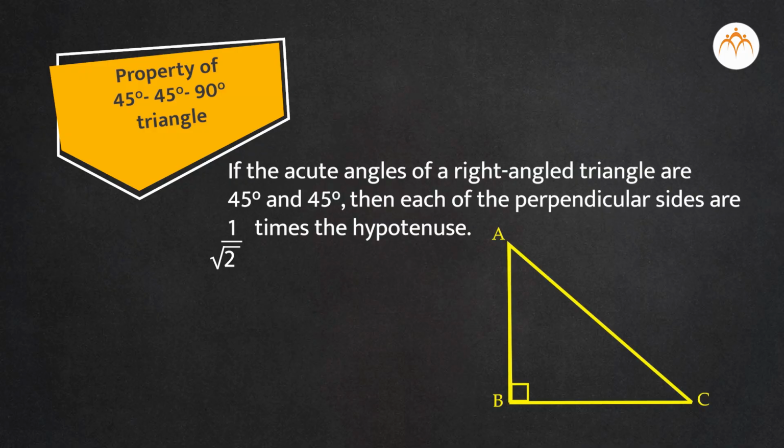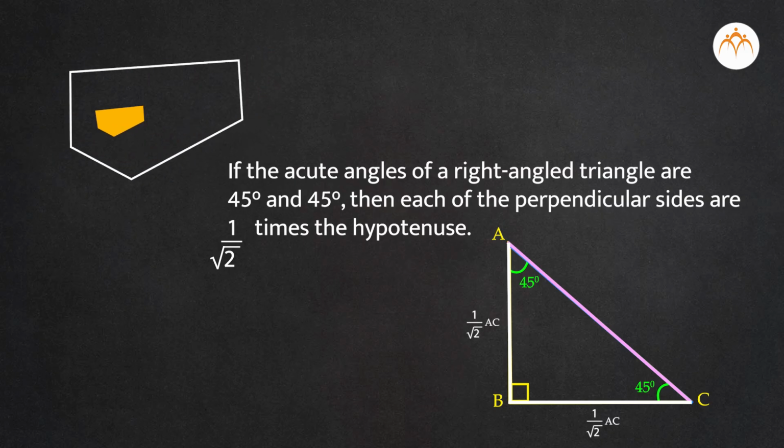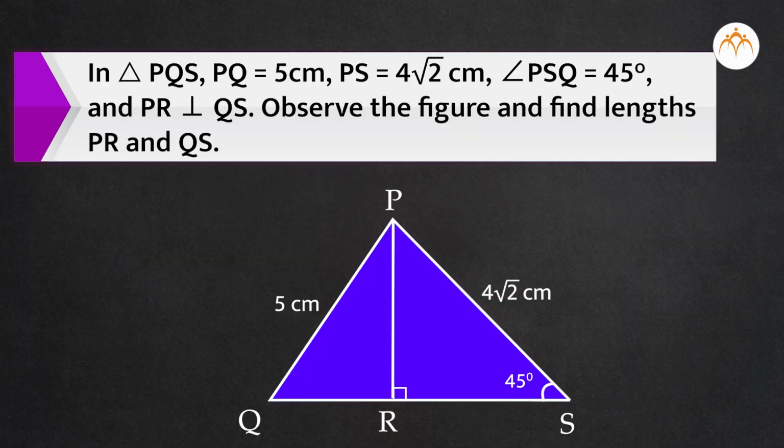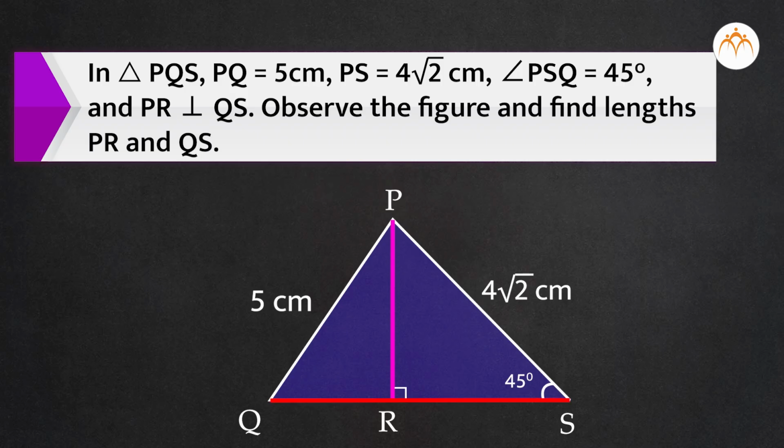Property of 45 degree, 90 degree triangle. If the acute angles of a right angle triangle are 45 degree and 45 degree, then each of the perpendicular sides is 1 upon square root 2 times the hypotenuse. For example, in triangle PQS, PQ is equal to 5 centimeter, PS is equal to 4 square root 2 centimeter. Angle PSQ is equal to 45 degree and PR perpendicular to QS. Now observe the figure and find lengths PR and QS.